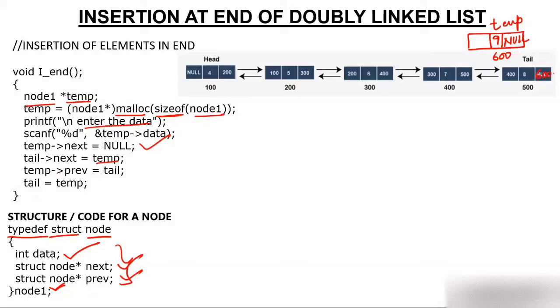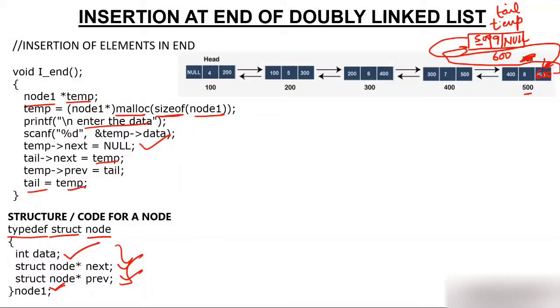So 600 will come here, and this node will start pointing to this node. Temp previous will have tail. What is tail now? 500. So this will have 500, and this will point to this node. Fine. After that, tail is equal to temp. I'll update tail. What is there in temp? 600. So tail will have 600, and tail will move from this place to this place. Finally, the node having value 9 will become the last node, and its next will have null. This is very simple coding.